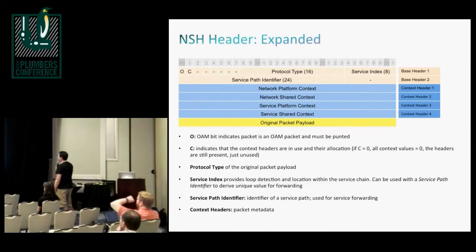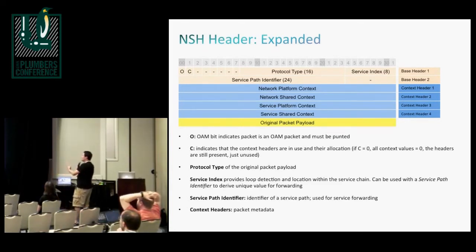And then the service path identifier is the identity of whatever your service is, whether that's physical or virtual or whatever it is, but that's the identifier of where you're going to send it as well. And then the context headers are effectively metadata that the control plane can program that the services will know about when it gets there.